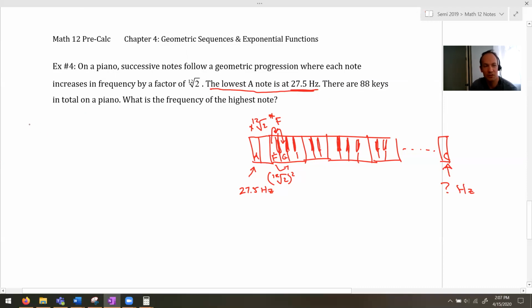Anyway, so the geometric sequence is this. The first term is 27.5 hertz. R is the 12th root of 2. In this case, what is N? Well, there are 88 keys, so we know the first key here is T1, which is 27.5, so N is 88 for 88 keys, because this is the 88th key over here. And then finally, we're interested in what is the value of T88.